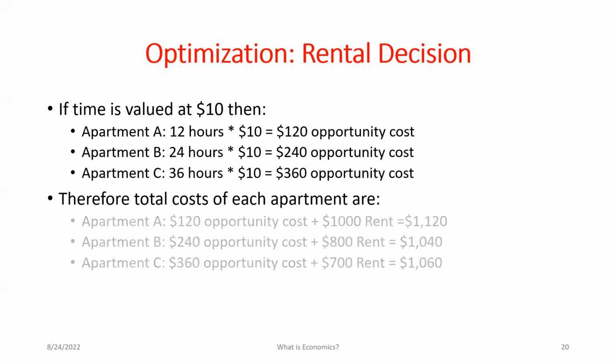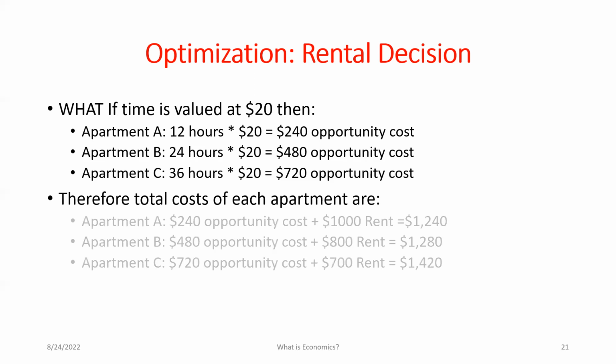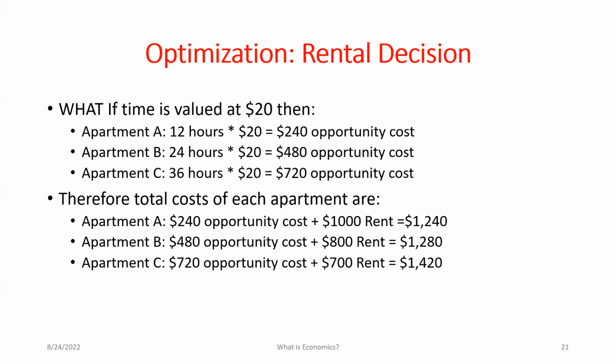And so we could think about if we had time valued at $20 an hour, well, now the opportunity cost becomes really high for these apartments that are far away from campus, right? And now when I factor in these opportunity costs, it's probably going to push me more to choosing that apartment that's really close to campus, right? So now if we look at the overall cost, we factor in the new opportunity cost from the higher wage that we can now earn, a raise or something, right? Now it looks like apartment A is actually the optimal one to choose.